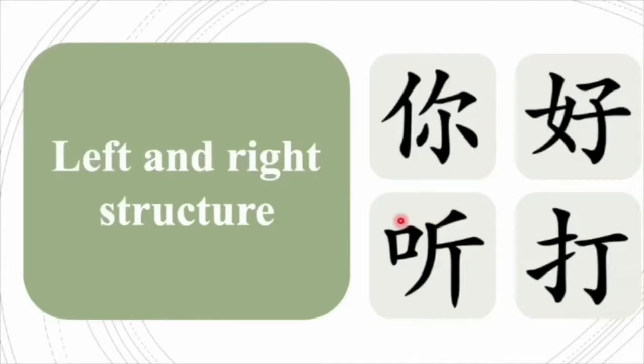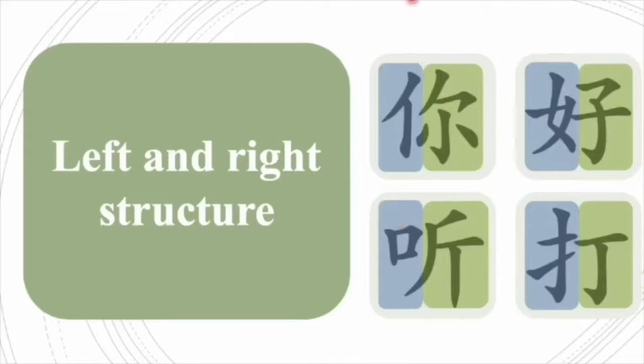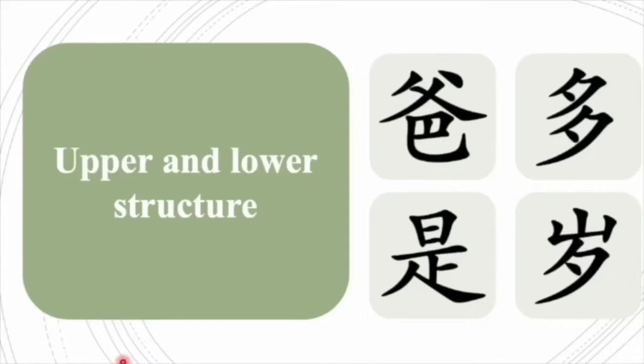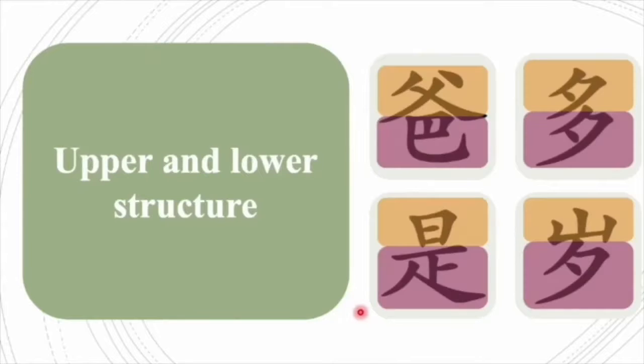And next one is the left and the right structure. Characters with this structure consist of two parts, one on the left and one on the right. The third structure is the upper and lower structure. Characters with this structure also consist of two parts, but the positions of the two parts are top and bottom.